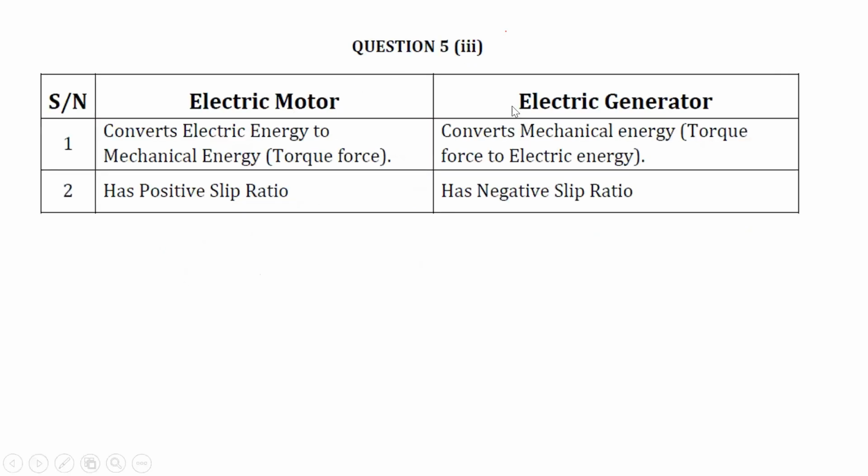The difference between an electric motor and a generator: a generator converts mechanical energy to electric energy, while a motor converts electric energy to mechanical energy. An electric motor has a positive slip ratio, while the generator has a negative slip ratio.